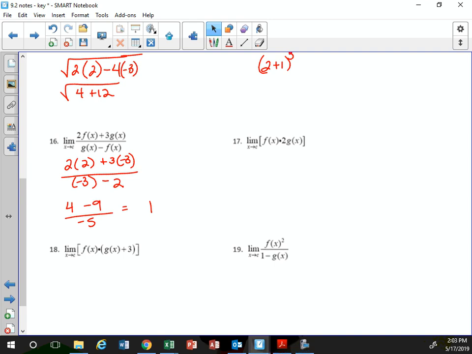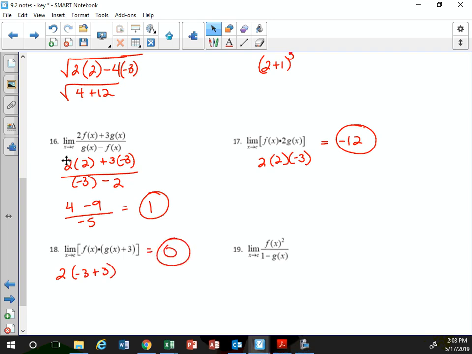All right, did you get 1 for number 16? Yes. Did you get negative 12 for 17? Yeah. Did you get 0 for 18? Yes. And did you get 1 for 19? Yes. Okay. Any questions on 9-2? No. Okay. Flip in your packet till you find 10-3, sorry.